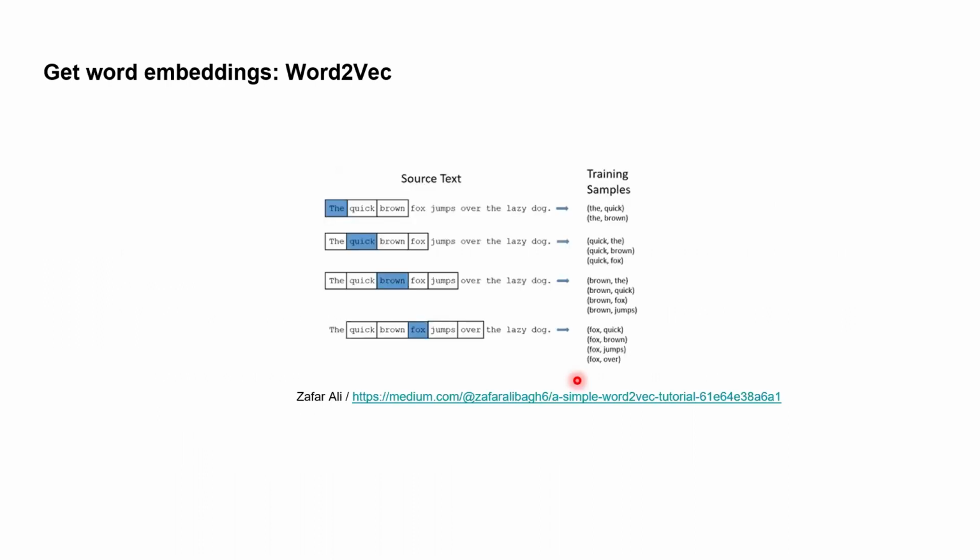Here is another example. When we say training window, if you do the training by yourself, you will see there is a window specification parameter.